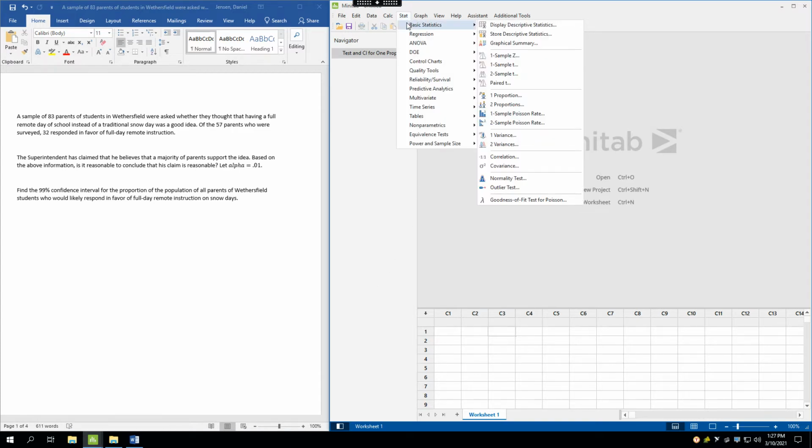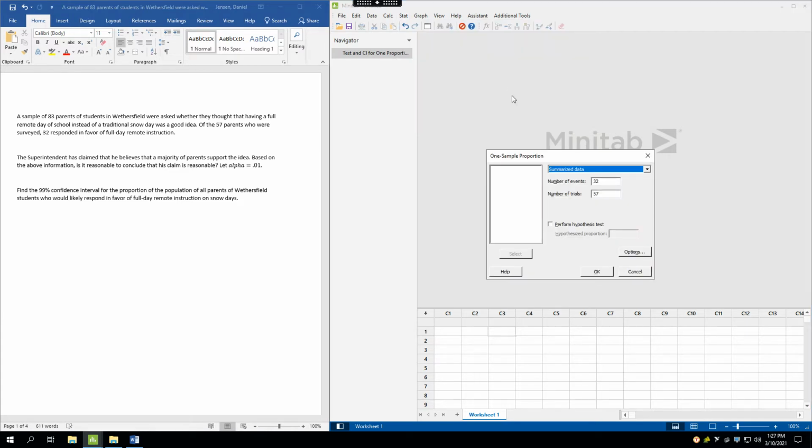So we're going to go to Stat, Basic Stats, and come down this list for One Proportion because we're going to do a test about a single proportion. So we're going to click One Proportion. We have summarized data. The default here is one or more samples, but since we don't have the sample data, we have summarized. Notice the number of events is 32, and the number of trials is 57. 57 parents were surveyed, 32 said yes, they were in favor of full remote day instruction.